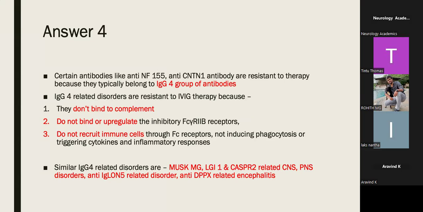So treatment with IVIG may be resistant in IgG4-related disorders, and similar IgG4-related disorders are MuSK myasthenia, LGI1, Caspr2-related CNS and PNS syndromes, anti-GluN1-related disorders, and anti-DPPX-related encephalitis.